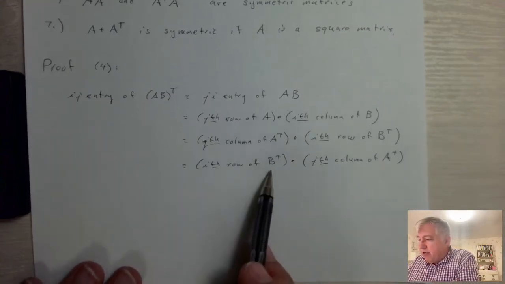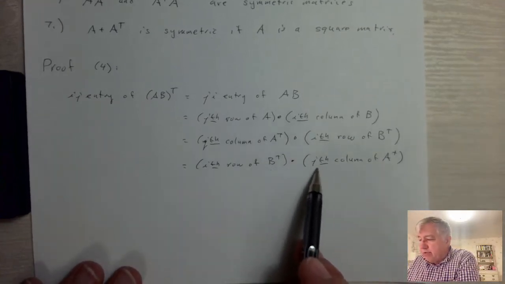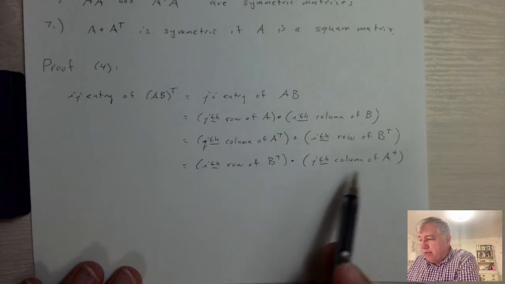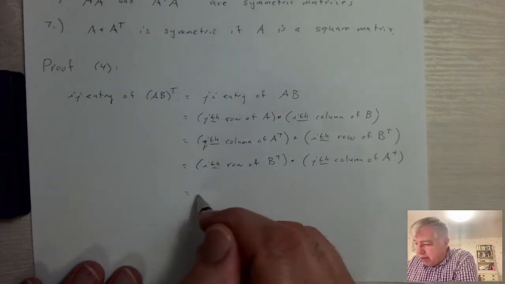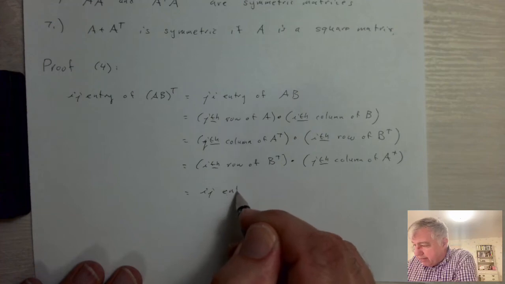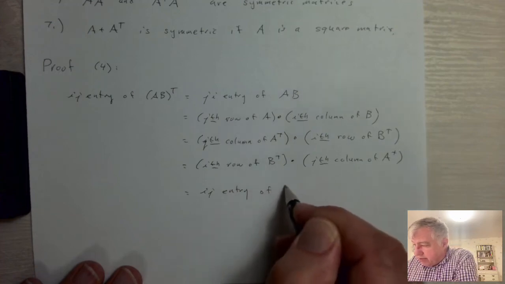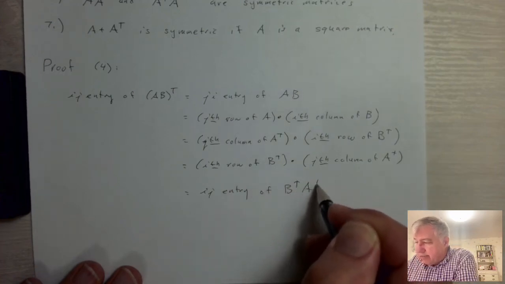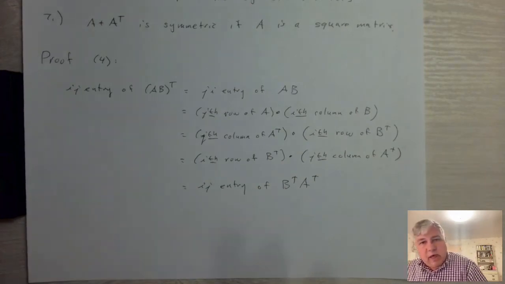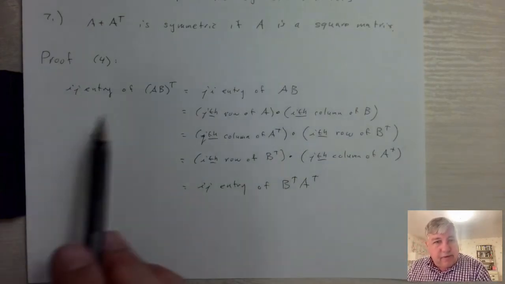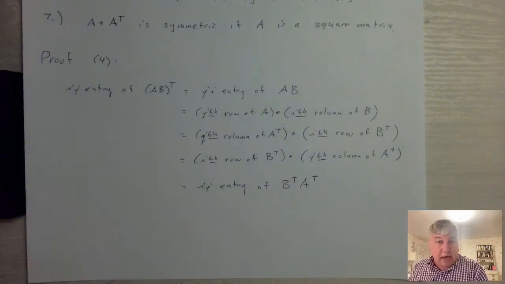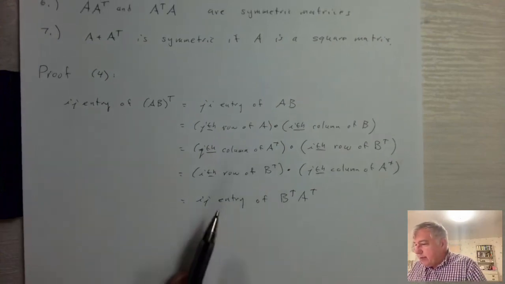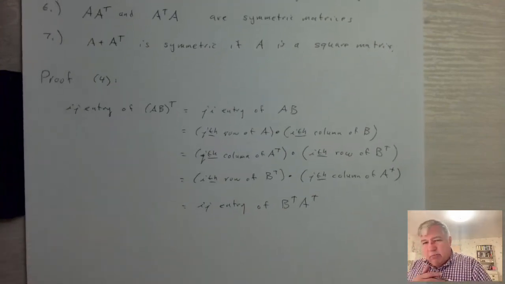But this is the ith row of one matrix dotted with the jth column of the other, so this is just the ij entry of the product. So this is the ij entry of B transpose A transpose. So that's why this is the proof of that. That's why it all works out, why it should be. So that's why matrix multiplication is a little funny. It takes a little getting used to.